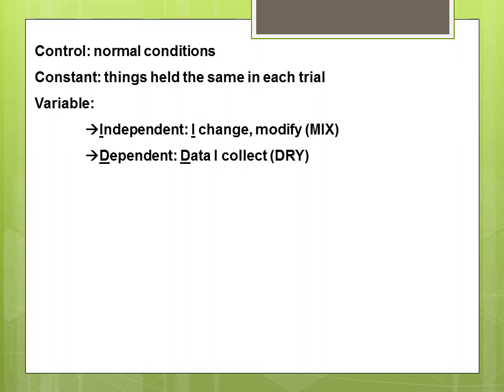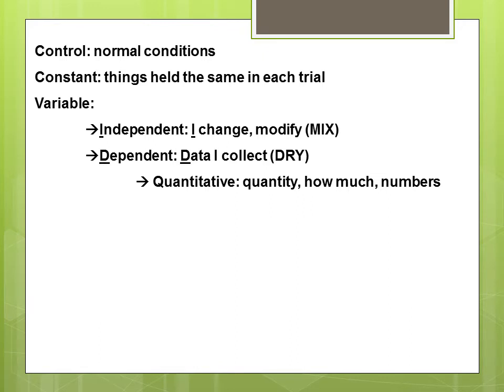The next type of variable is the dependent variable. Notice how I underline D. The dependent variable is the data you collect. So when I say dependent variable, you should think data. And I also wrote dry there. I will explain that again in just a little bit.